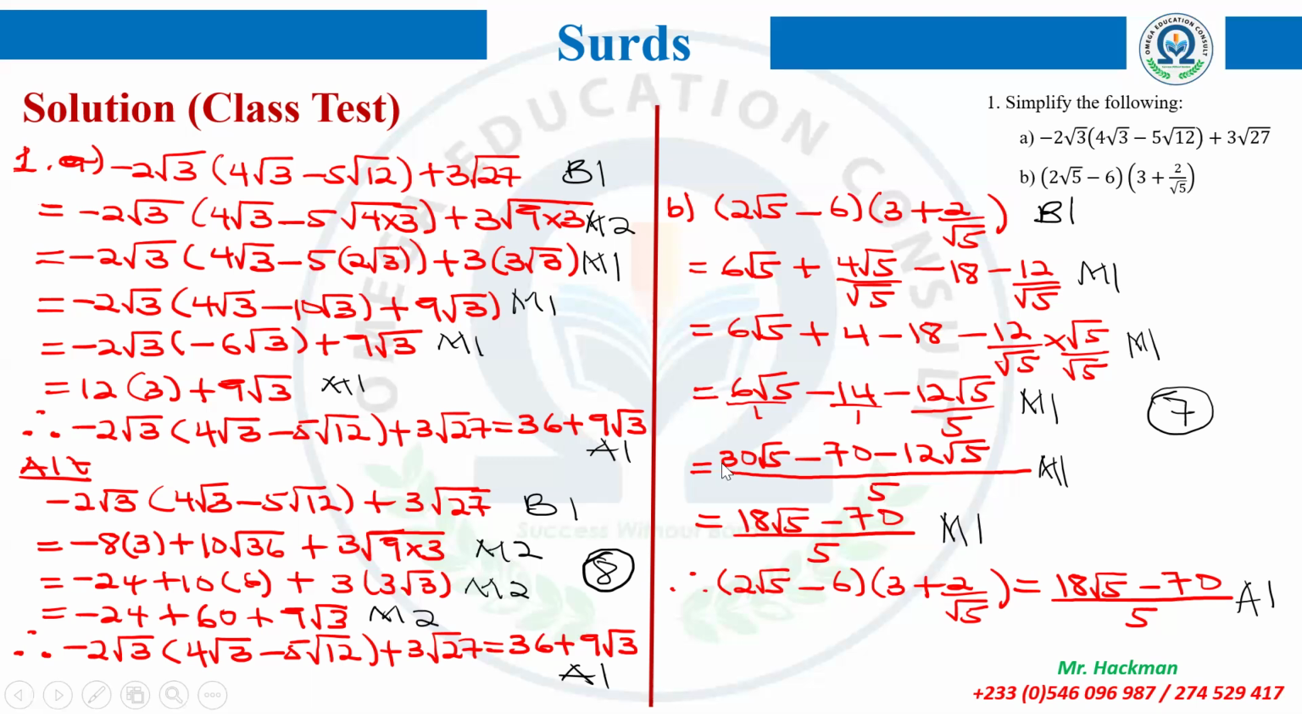So at this point, you realize that your numerator contains like terms, this and this. So you can combine. You cannot leave it here. After single fraction, check whether it is usually your numerator that could be combined or simplified. So in this case, I know 30 roots of 5 minus 12 roots of 5 are like terms, so I can combine. So it will be 30 minus 12, and that will give me 18 root of 5. Then minus my 70 all over 5. So I draw my conclusion at this point.